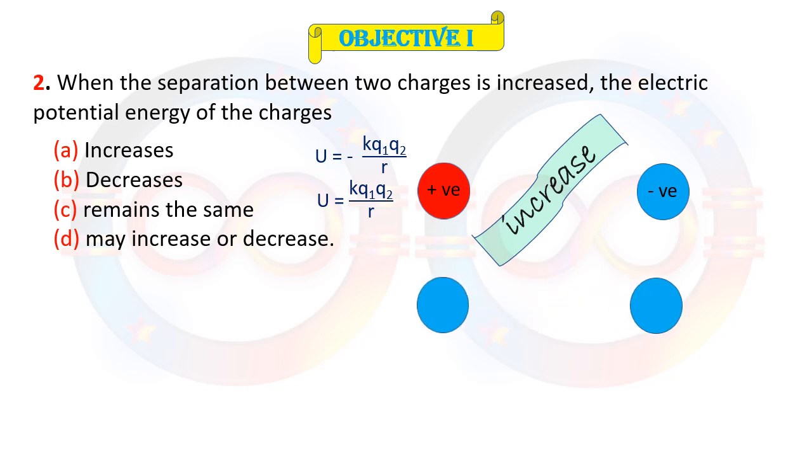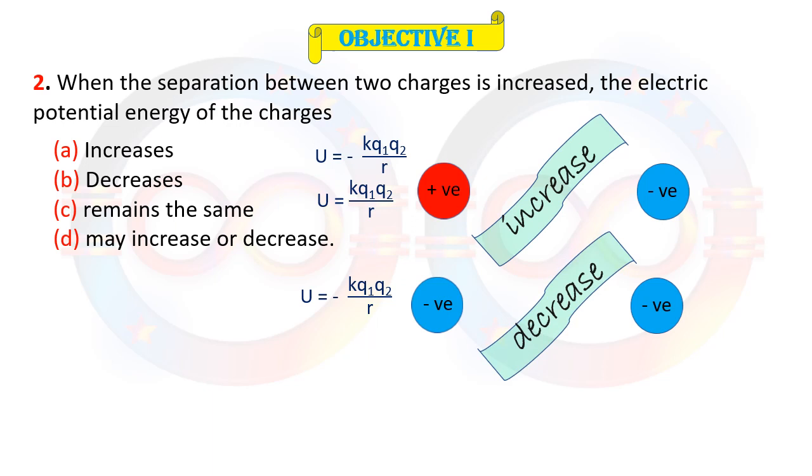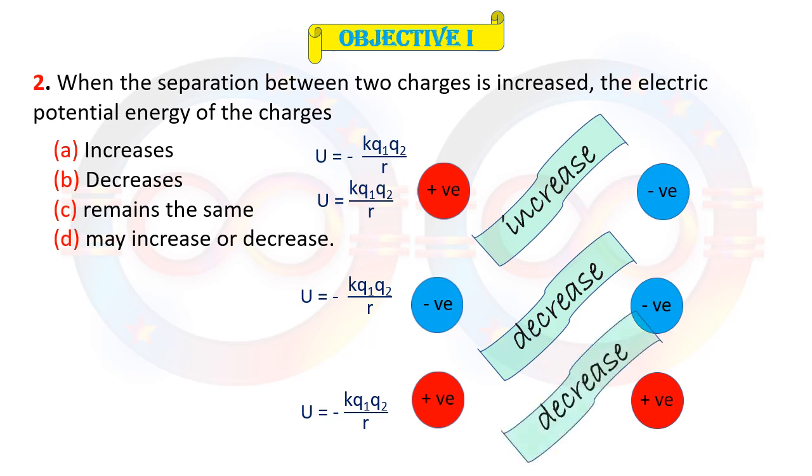But if both are negative and we find the potential energy, it is positive and it is going to decrease as distance increases. Then if both are positive, again it would have the same value, so here also it is going to decrease. In the question it is asked about the potential energy of the charges, and whether both are positive, both are negative, or one positive and one negative is not specified, so it may increase or may decrease.